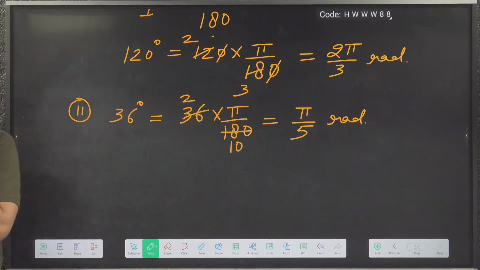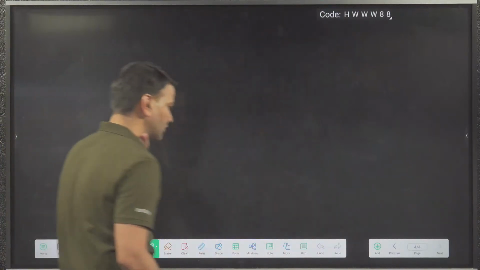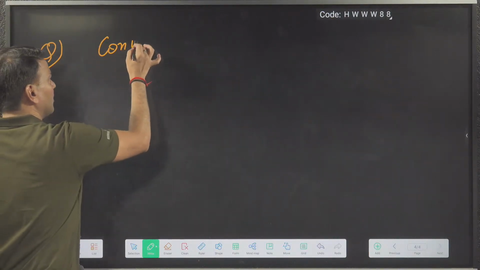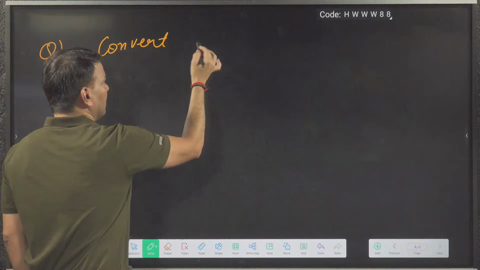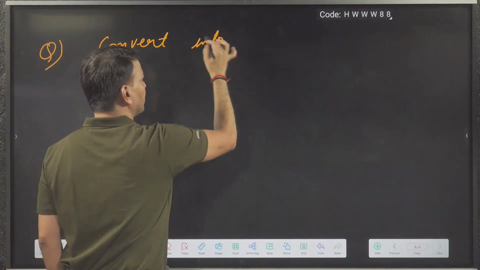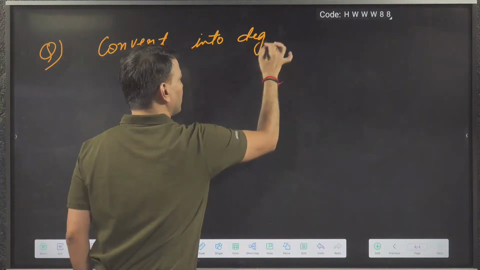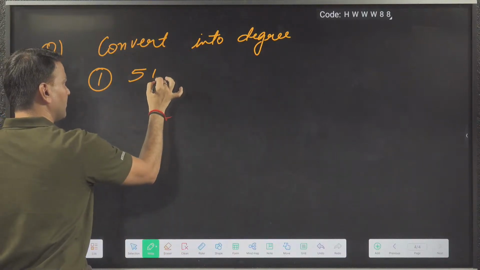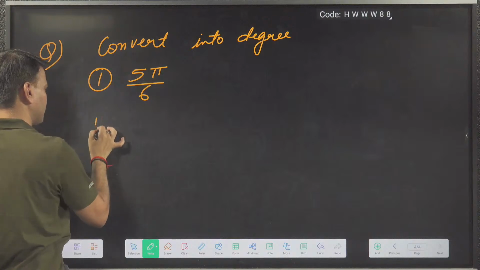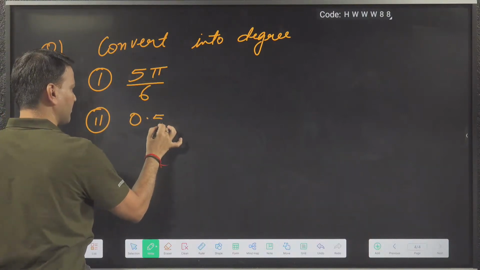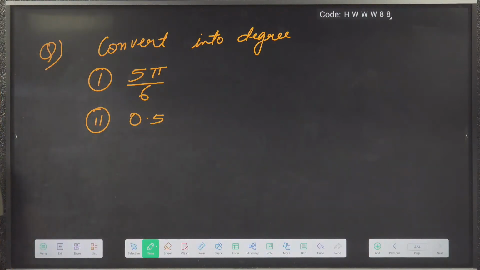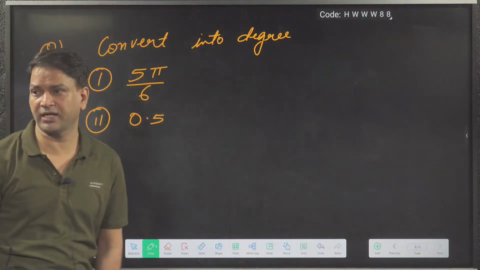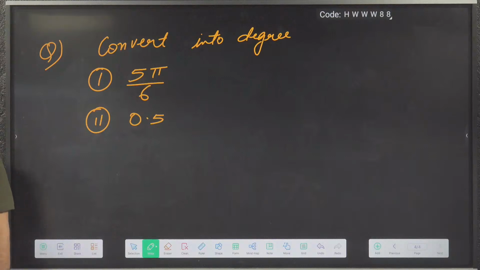Everybody got? Okay. Now 2 questions you will do for radian to degree. Tell fast. What is the answer? You have to convert into the degree. I gave 5 pi by 6 radian and 0.5 radian. You have to convert into the degree.